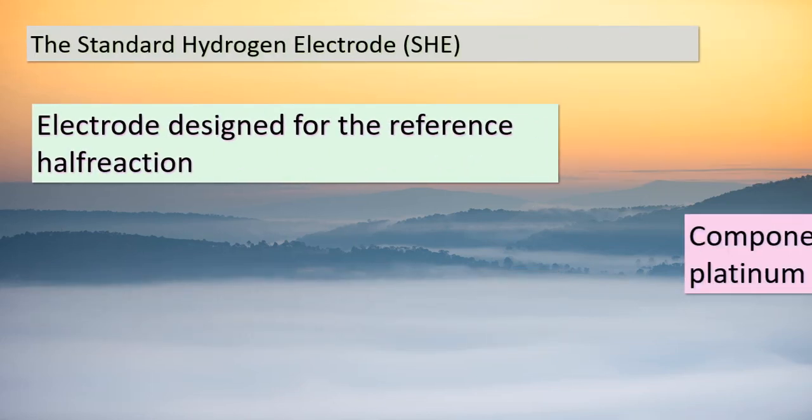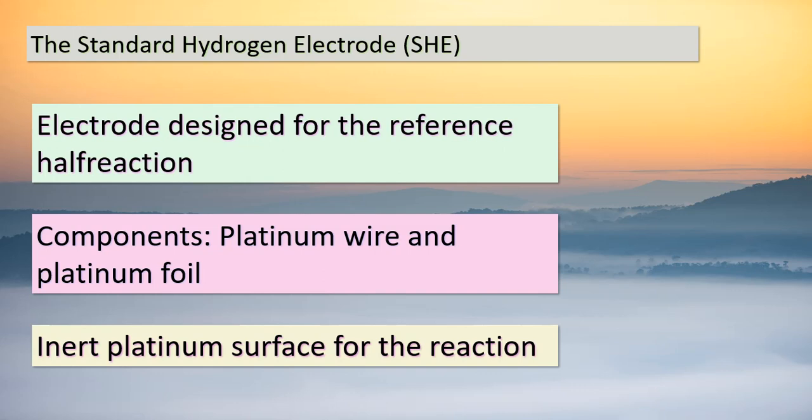Welcome to Topic 2, dear students. Here, we're going to delve into the heart of our reference system, the standard hydrogen electrode, or SHE for short. The SHE is a specialized electrode designed to facilitate the reference half-reaction, the reduction of H+ to H. It's crafted using a platinum wire and a piece of platinum foil coated with finely divided platinum. This platinum surface doesn't participate in the reaction, it just provides a stable platform.